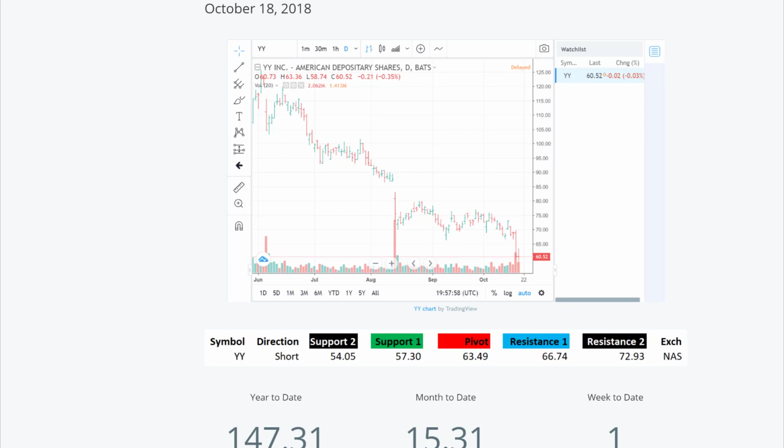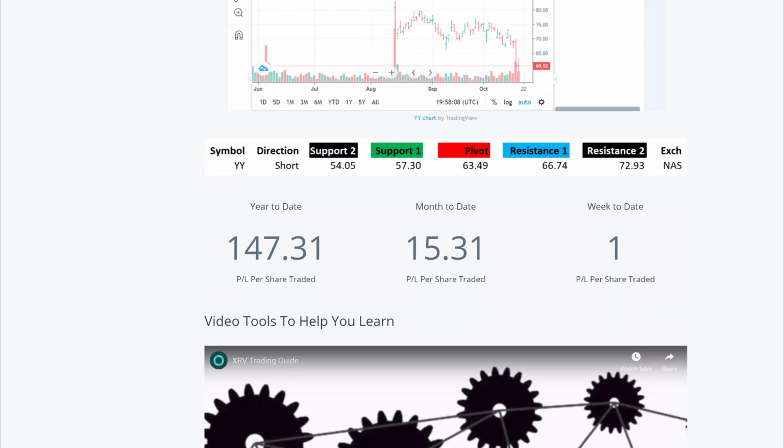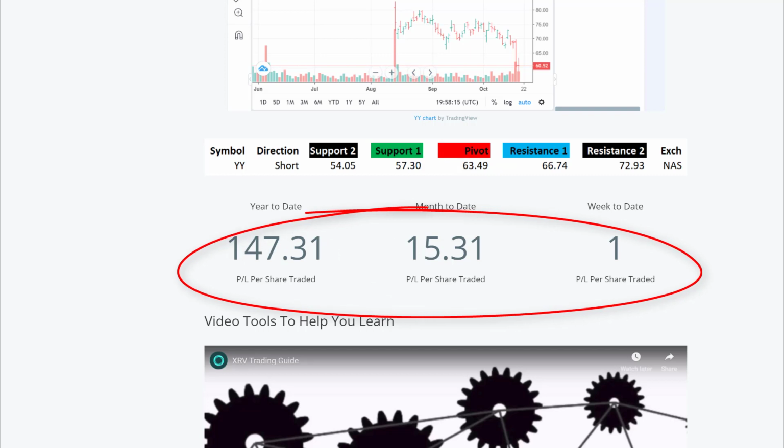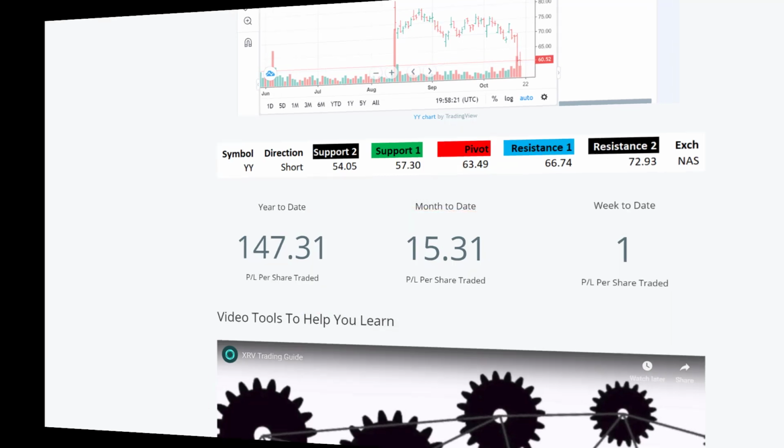So we can see that this week has been relatively slow for XRV, right? We've had weeks like last week where the thing just went gangbusters, and week to date this week we've got $1 per share traded, month to date $15.31 per share traded, and year to date $147.31 per share traded. So now let's look at what the chart looks like on this one and how it executes.